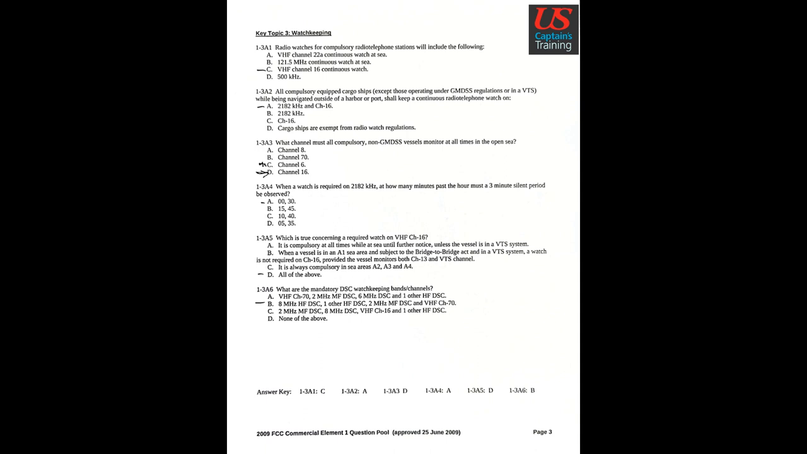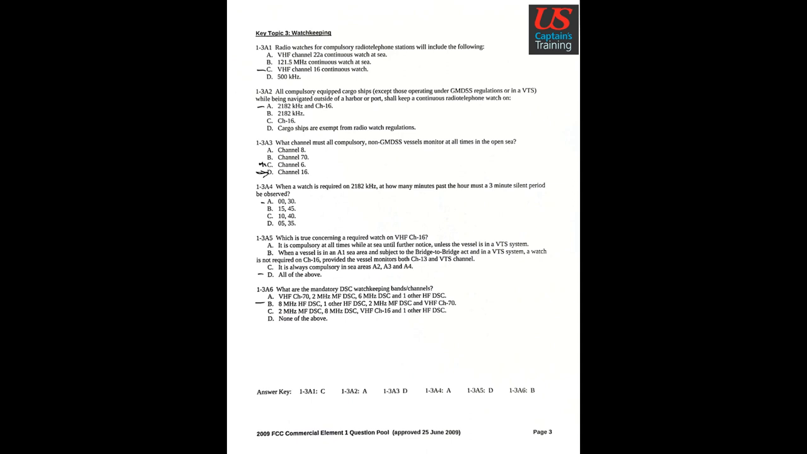Key topic 3, watch keeping. 1. Radio watches for compulsory radio telephone stations will include the following. C. VHF channel 16 continuous watch. 2. All compulsory equipped cargo ships, except those operating under GMDSS regulations or in a VTS, while being navigated outside of a harbor or port, shall keep a continuous radio telephone watch on A, 2182 kHz and channel 16.